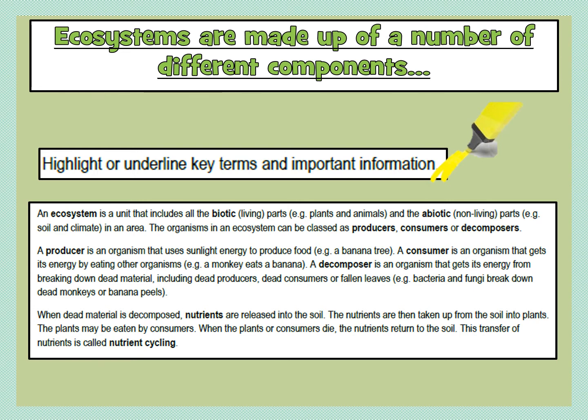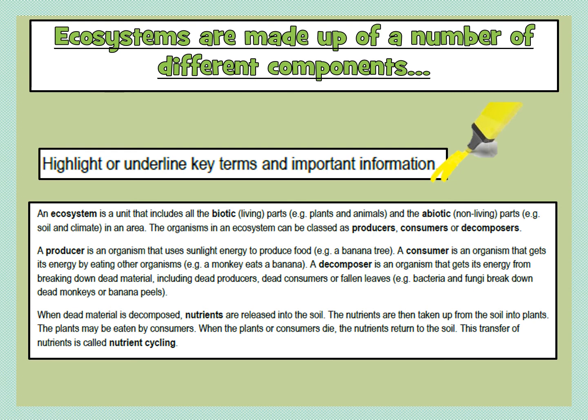So, an ecosystem is a unit that includes all the biotic living parts, e.g. plants and animals, and the abiotic non-living parts, e.g. soil and climate in an area. The organisms in an ecosystem can be classed as producers, consumers, or decomposers. A producer is an organism that uses sunlight energy to produce food, such as a banana tree. A consumer is an organism that gets its energy by eating other organisms, so a monkey eating a banana.